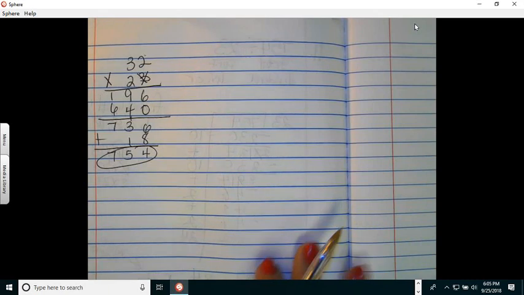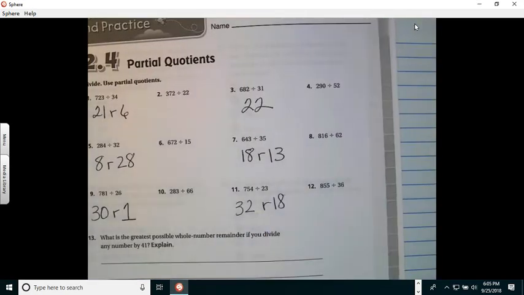9 plus 1 is 10, plus 3 left over, that's 7, okay? Plus my 18. 6 plus 8 is 14, carry my 1, 3, 4, and 5, and bring down my 7. So again, oops, sorry about that. I didn't have that. My answer is 754. So again, the answer is 32 with a remainder 18.